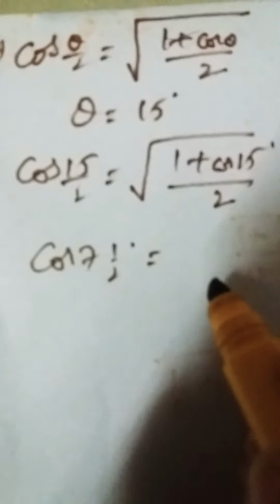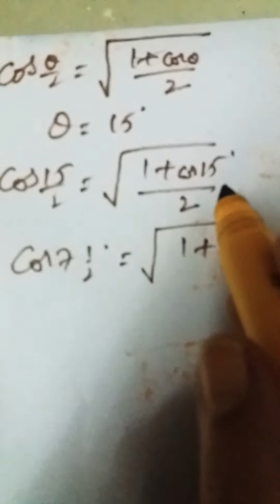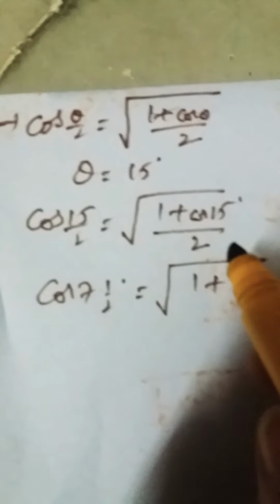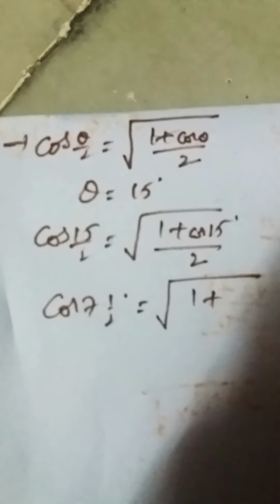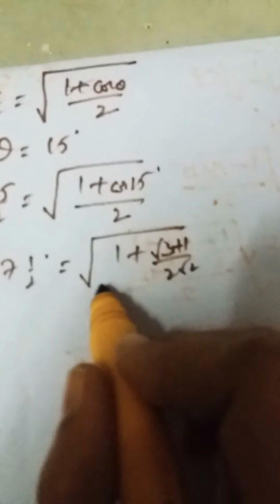Now I'll find the value of cos 7.5 degrees. For that I'll use the formula cos theta by 2 is equal to square root of (1 plus cos theta) divided by 2. Now replace theta with 15 degrees. So cos 15 by 2, which is cos 7.5 degrees, is equal to square root of 1 plus cos 15 degrees, divided by 2. Cos 15 degrees, as I already told you, is (root 3 plus 1) by 2 root 2.